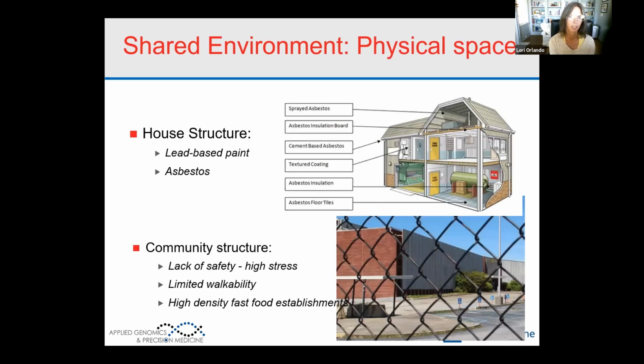So in terms of shared environment, this could be the physical space. So lead-based paint, asbestos in the walls, living in the home with a heavy smoker. It could also be the community structure. So safety, the ability to go out and exercise or find high quality food nearby. Next slide.